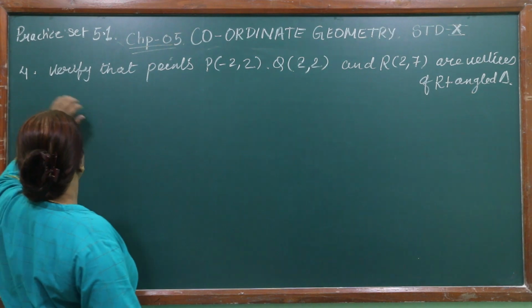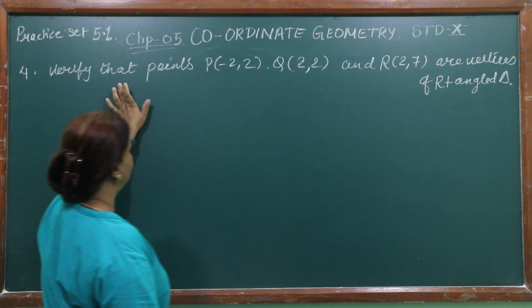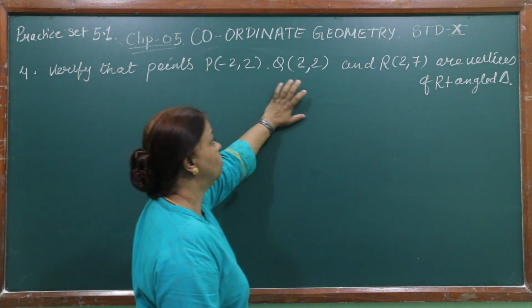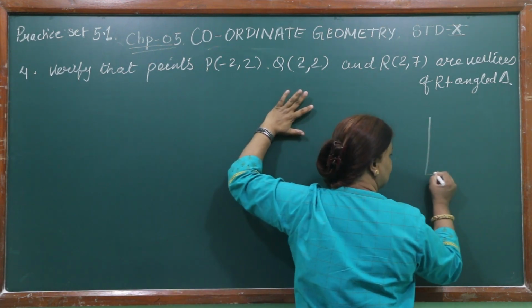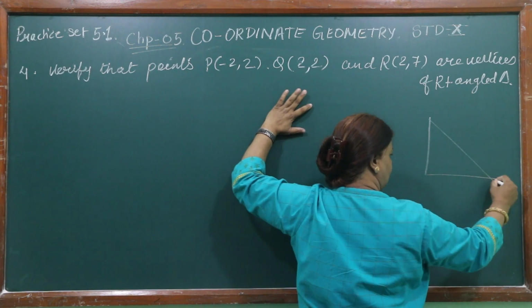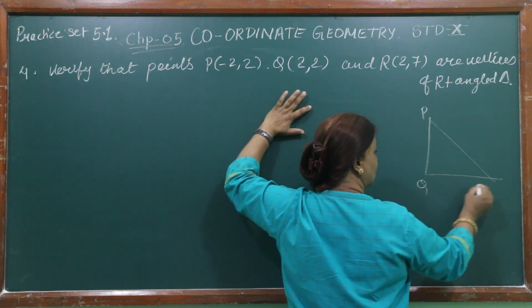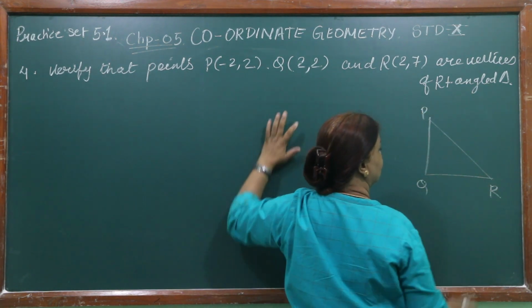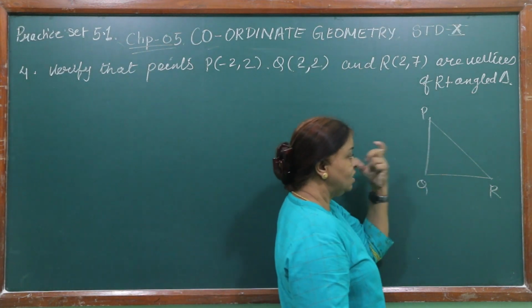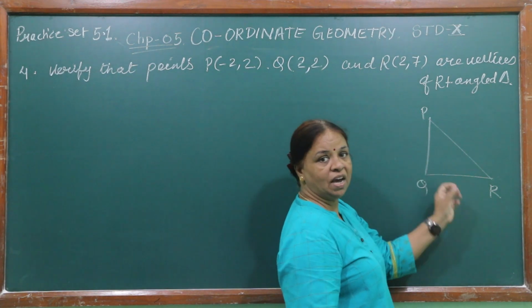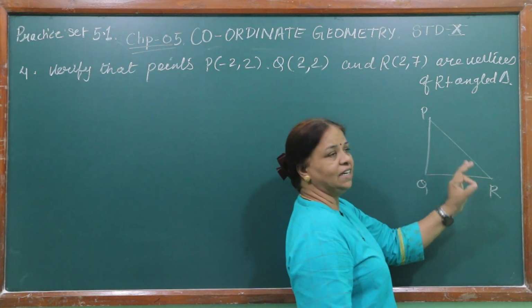Practice set 5.1, fourth sum. We have to verify that points P, Q, R are the vertices of a right angle triangle. If P, Q, R are the vertices, then in this sum we have to prove that it is a right angle triangle.